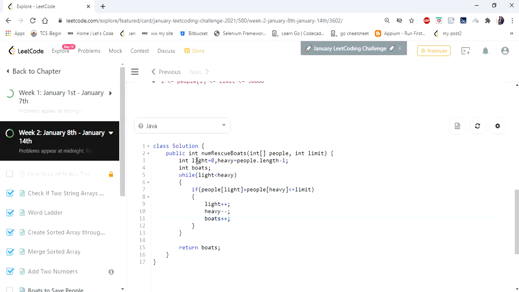We didn't declare our boats variable, so let's declare it with 0. Else, if the weight is more than the limit of the boat, then we can accommodate only the heavier person. So we are going to carry only the heavier person, decrement heavy, and increment the boats. Let's run the code.